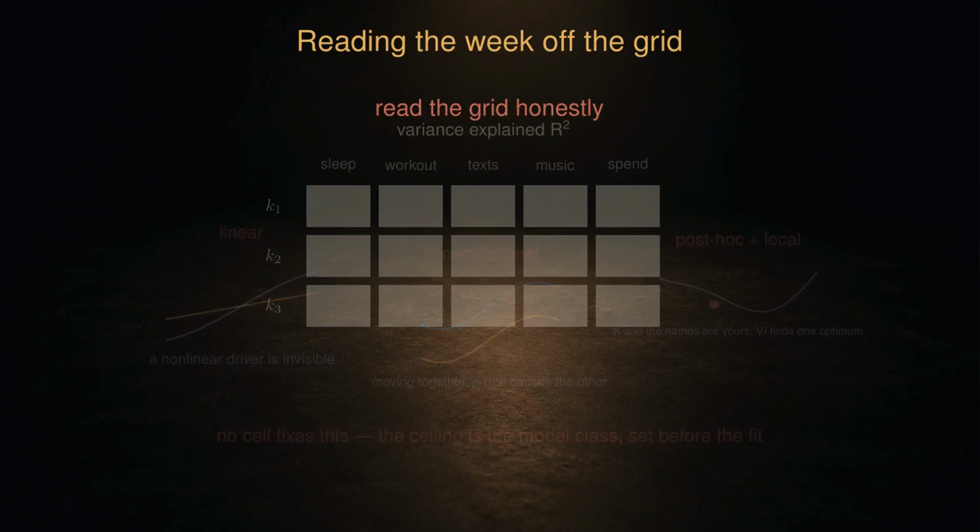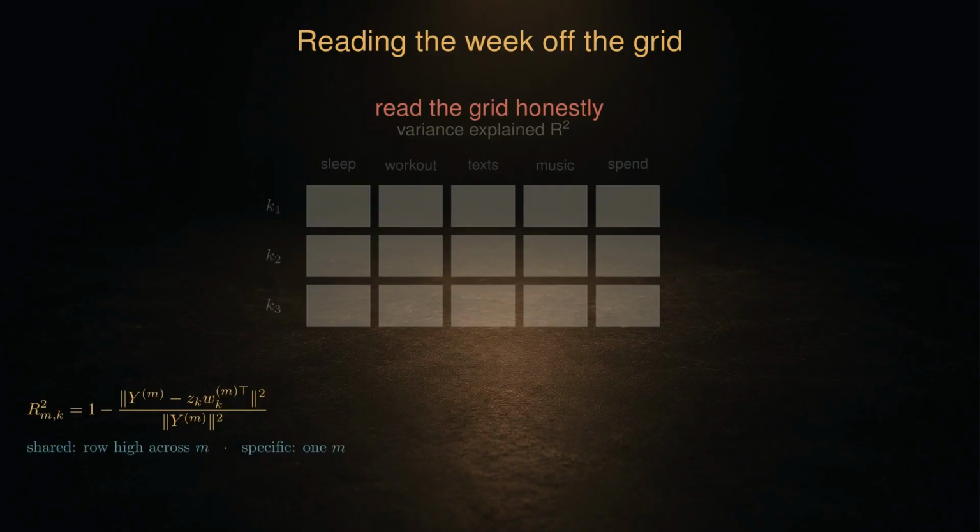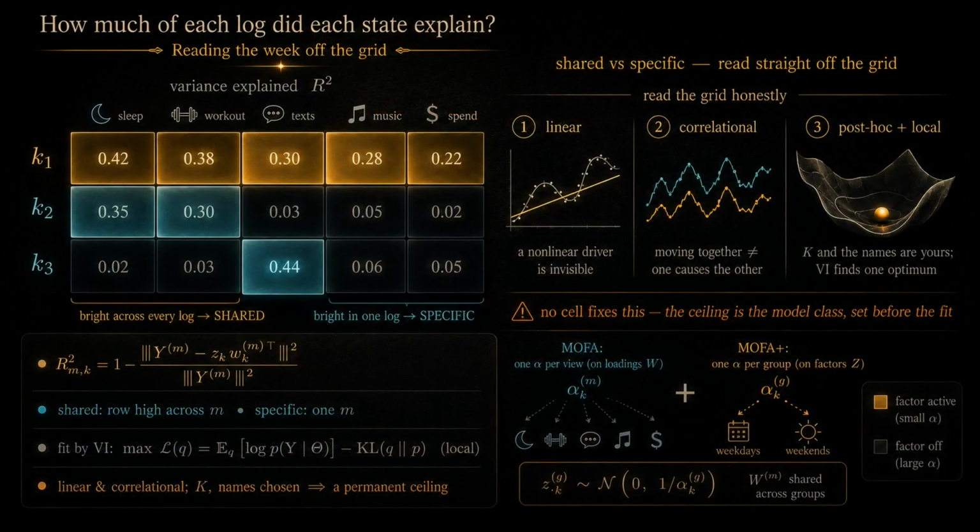Formally, R squared for a log and a state is 1 minus the leftover variance after that state's contribution, divided by the log's total variance. That's the payoff. Now read it honestly.